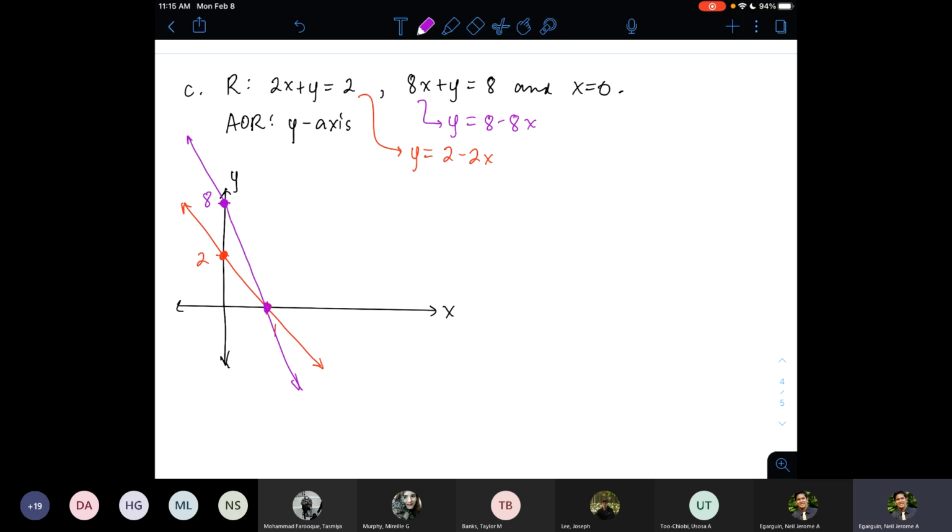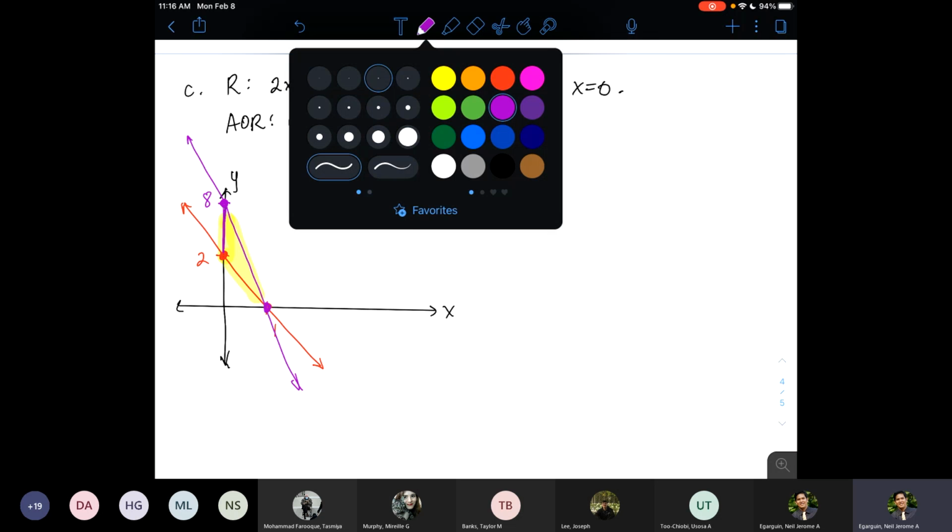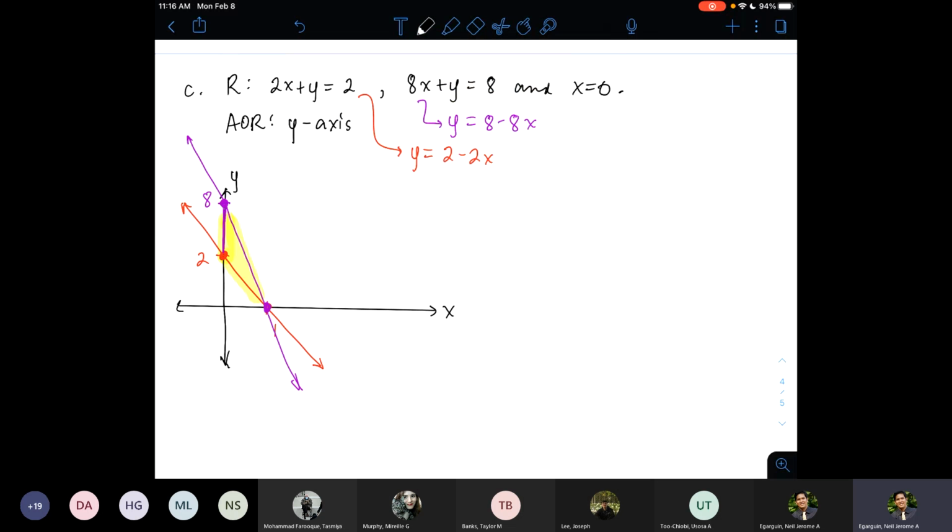And then x equals 0 is just the y-axis. So the shaded region here would be this oblique triangle over here. And then you want to get the volume of the solid obtained after rotating this region R about the y-axis. So this would be our axis of revolution.